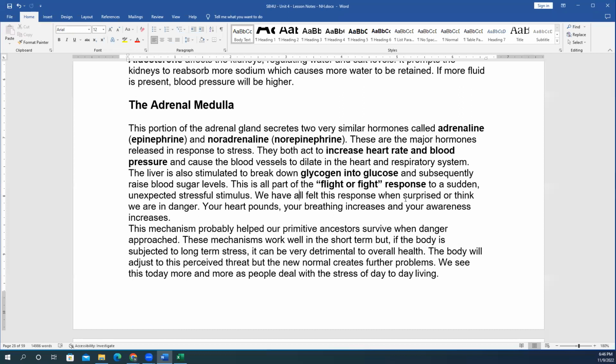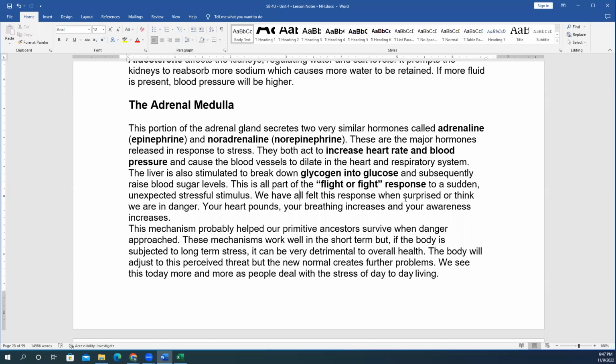And this fight or flight response has probably been something that, looking back evolutionarily at our primitive ancestors, has helped them to survive when they've been in danger, when some prehistoric predator has been coming after them. These mechanisms are there, and they have probably helped in the survival of our ancestors, and they work really well for a short-term response.